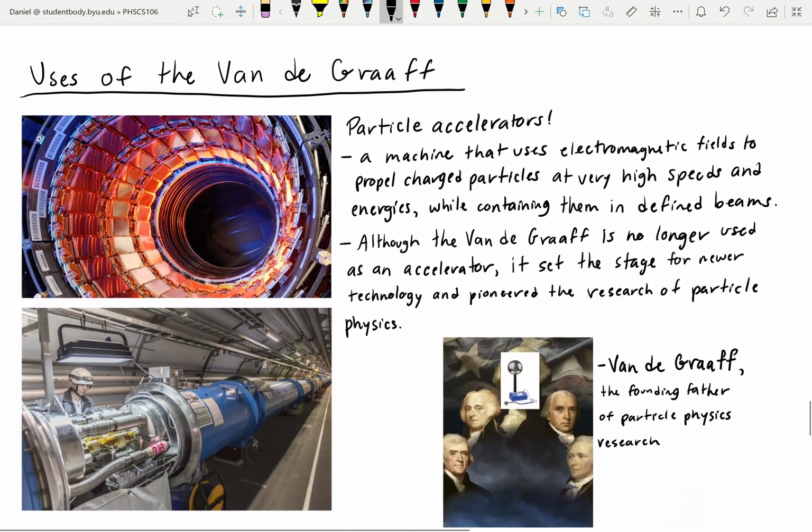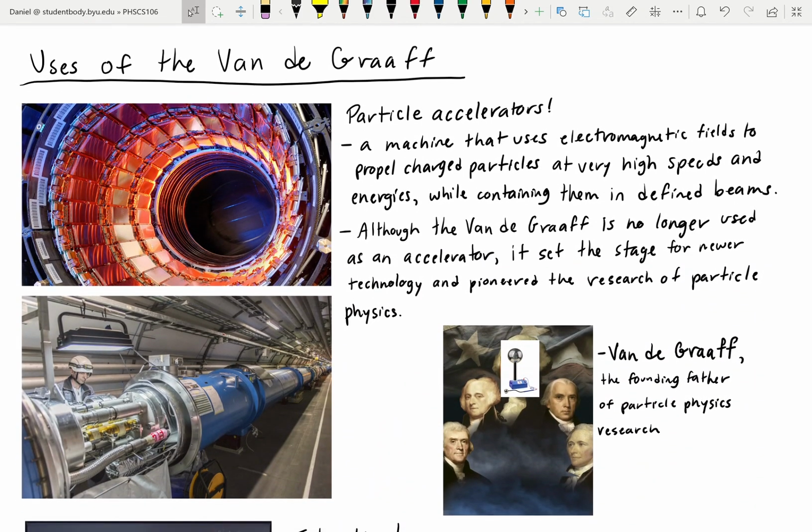So let's talk about the use of the Van de Graaff nowadays. Well, back then, the Van de Graaff was actually used as one of the first particle accelerators. A particle accelerator is a machine that uses electromagnetic fields to propel charged particles at very high speeds and energies while containing them in defined beams. Although the Van de Graaff is no longer used as an accelerator, it set the stage for newer technology and pioneered the research of particle physics, which is a very extensive field nowadays.